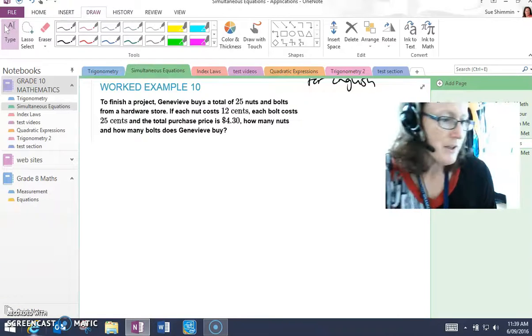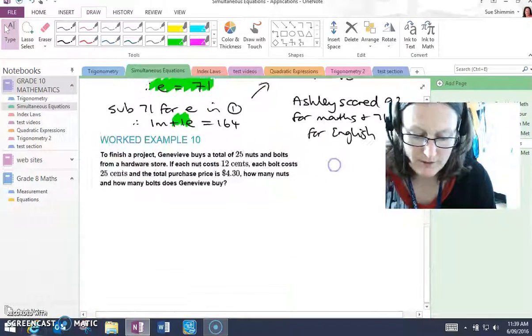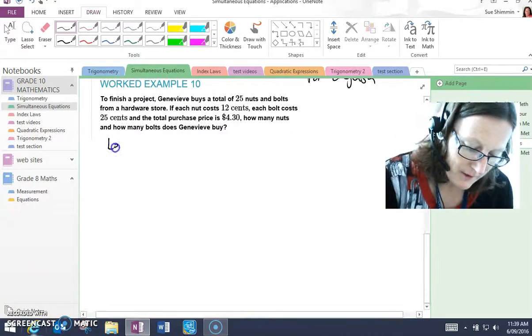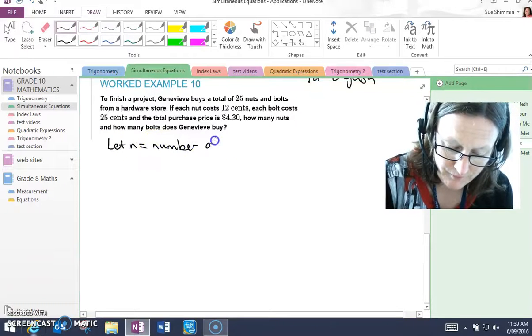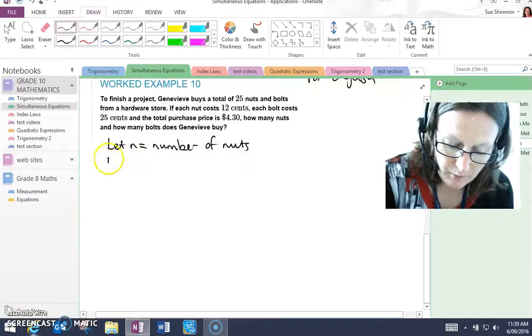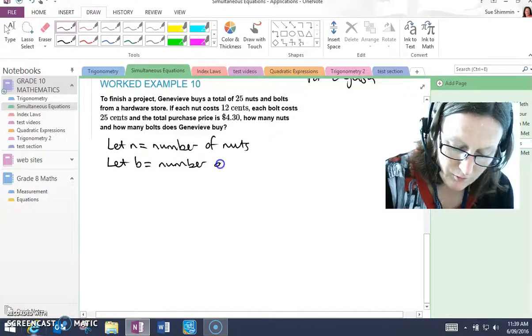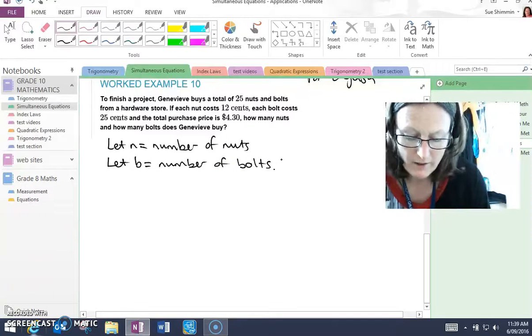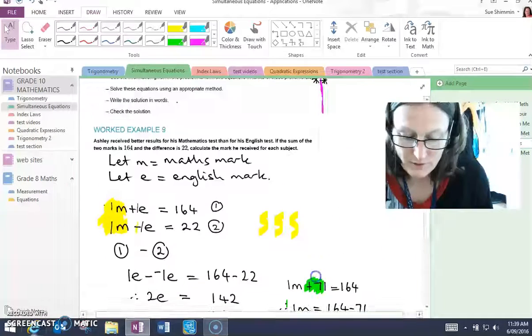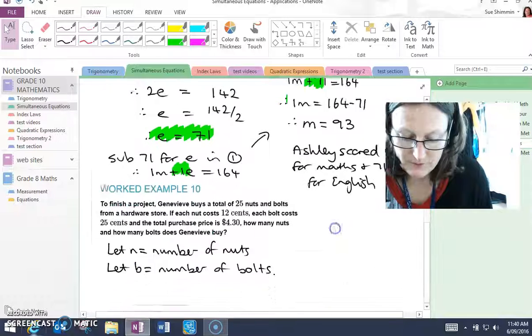So, going back to our steps. Step 1, to find the unknown quantities. So I'm going to put let n equal number of nuts. Let b equal number of bolts. Again, I think you'll find the worked example in your textbook uses x and y. I like to use n and b. That's step 1. Step 2. Use the information to form 2 equations.